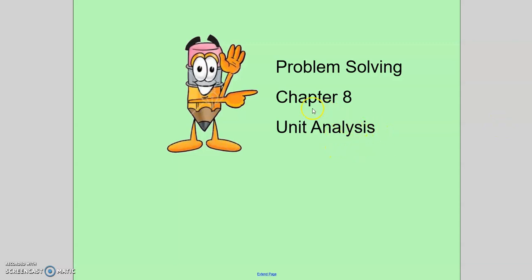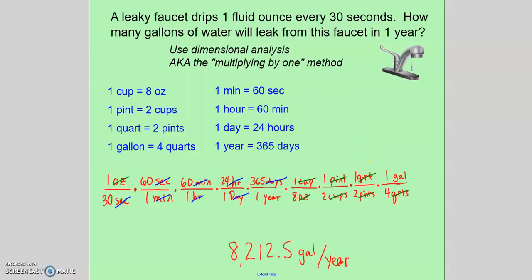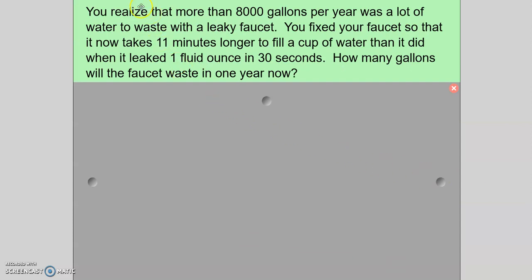Hello, we're going to continue looking at Chapter 8 today, Unit Analysis. We're actually going to revisit this problem we did the other day about the leaky faucet. If you remember back to that problem, we started with 1 fluid ounce leaking every 30 seconds, and we converted that to gallons per year using these different conversion factors. And you'll notice over 8,000 gallons, that is quite a bit of water to lose throughout the year.